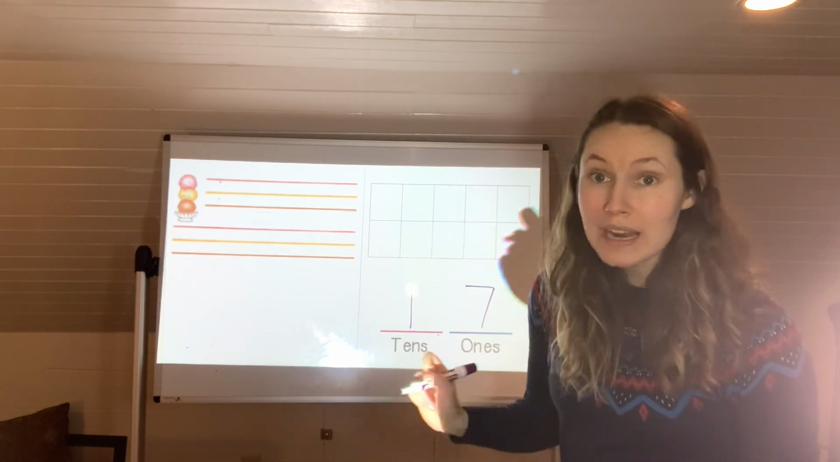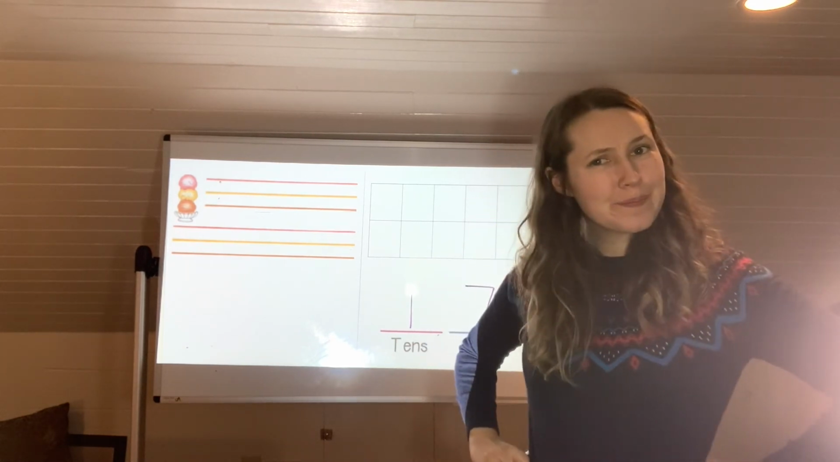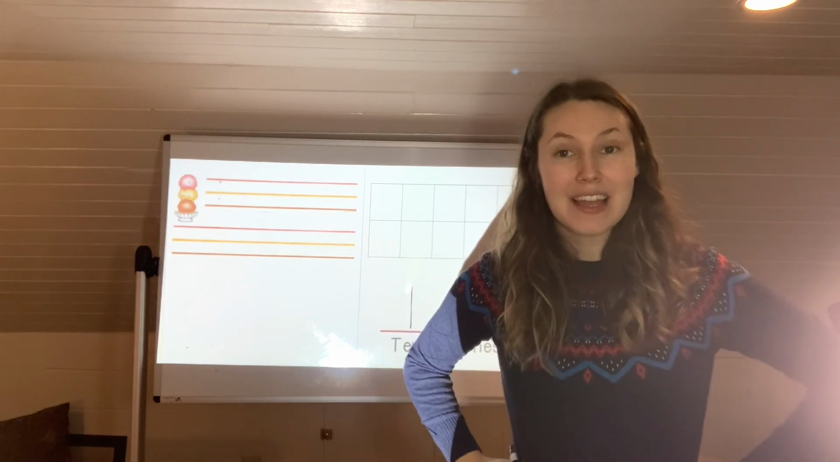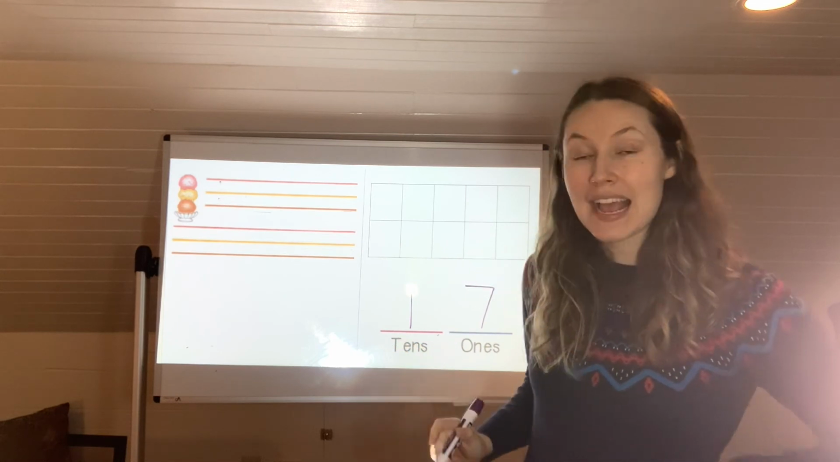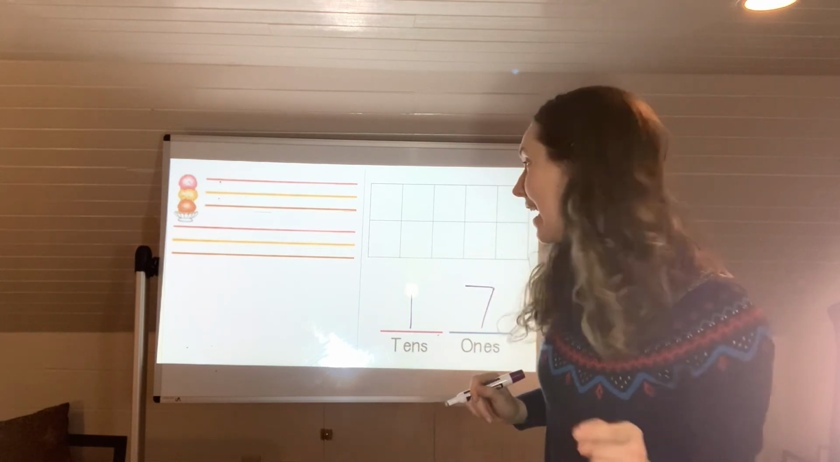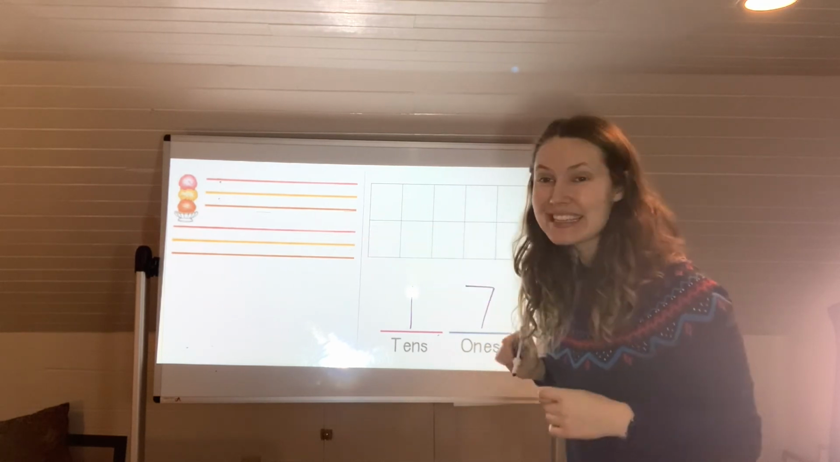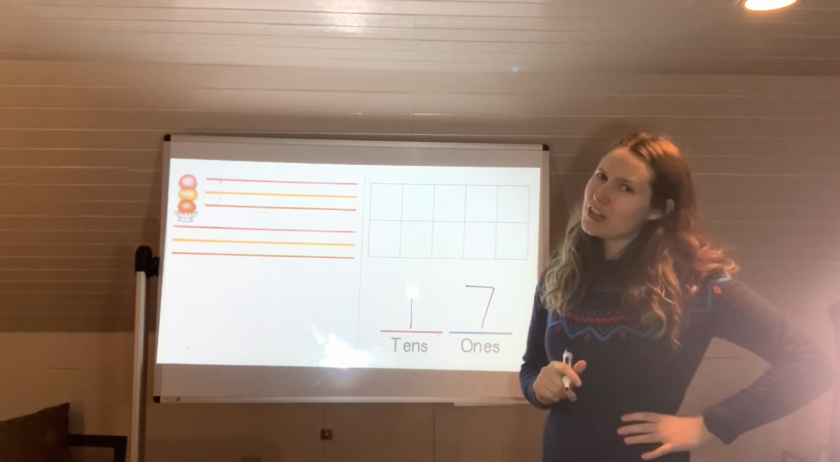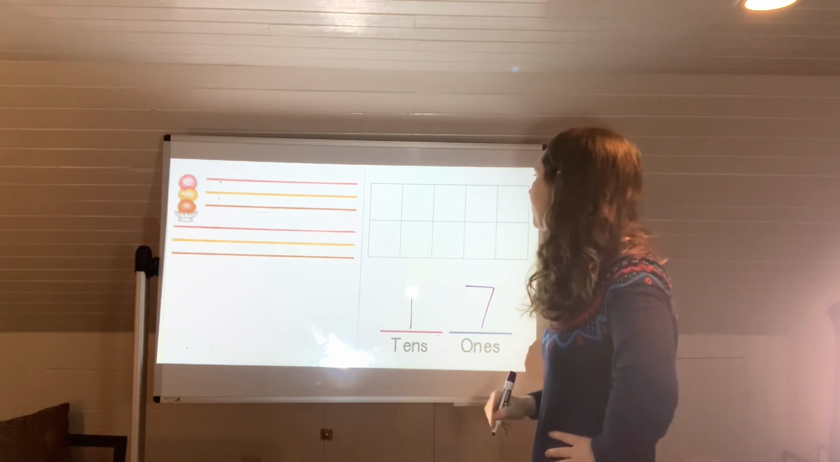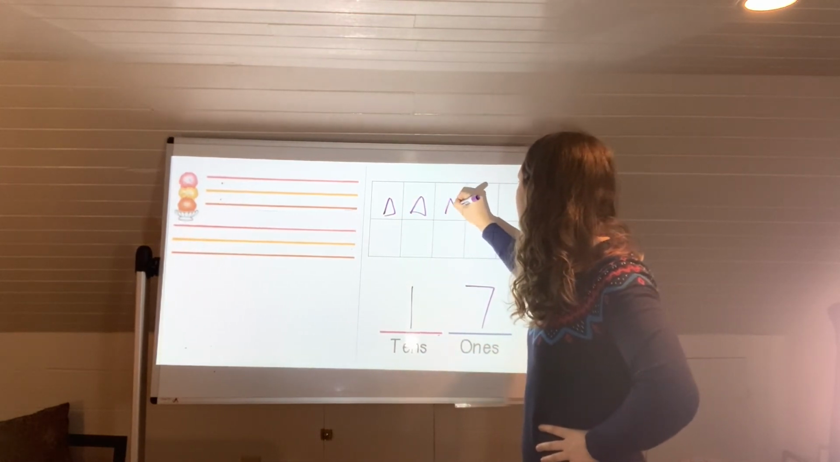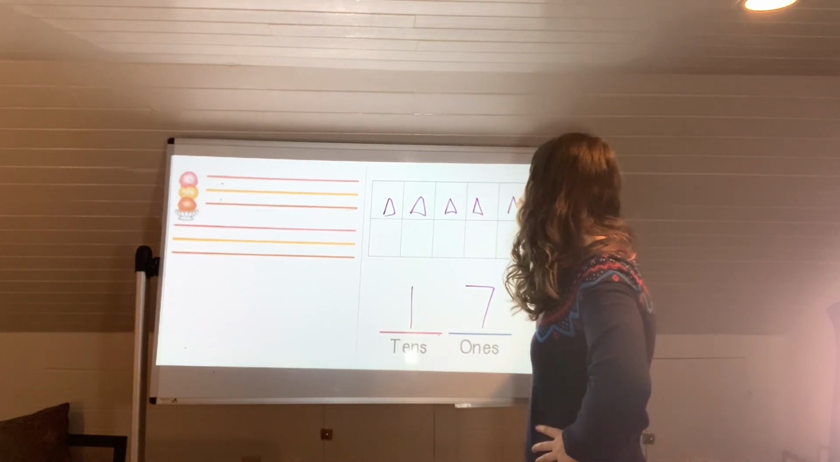Now remember, my 1 in the tens place tells me what? That tells me how many groups of 10 I have. And if I have a 1 there, that means I have 1 group of 10. So I'm going to make that by filling in my 10 frame. And today I think I'll do that with shapes. I'll use a triangle. So I'm going to make 10 triangles for a group of 10.